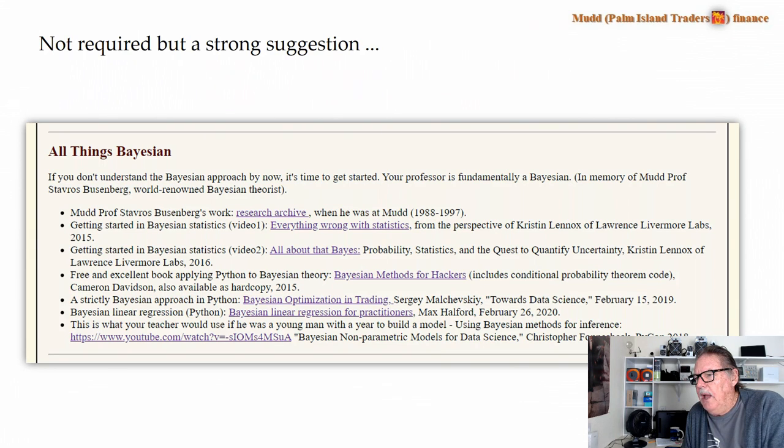And I also have here, in memory of Mudd Professor Stavros Busenberg, who was a world-renowned Bayesian theorist, his research archive, which was published when he was at Mudd between 1988 and 1997. He died tragically, prematurely, and would probably still be alive. I think he wasn't much older than I am. And it was really a shock when he died.